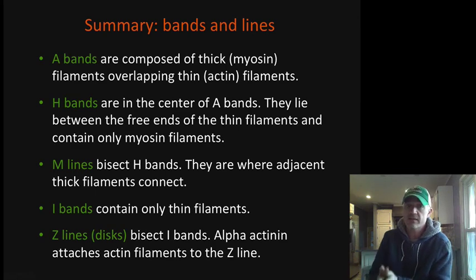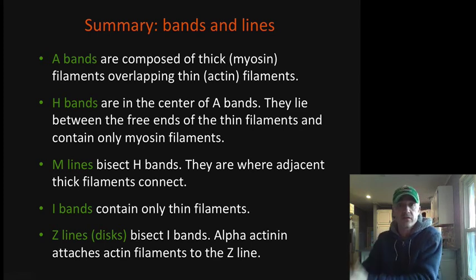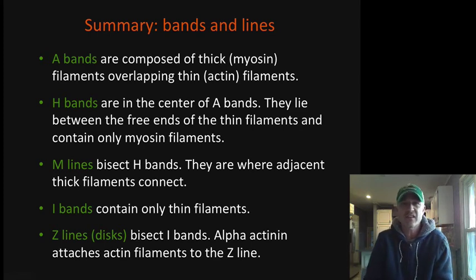That's where there's only the thin filaments, where you're getting the light part of the striation. And the Z lines are going to be in the middle of that I band, which is defining that Z line to Z line as those repeating units, those sarcomeres. To me, those are the structures that should be important for you to know in terms of those bands and lines. I'm not so worried that you know what the H band and the M lines are.